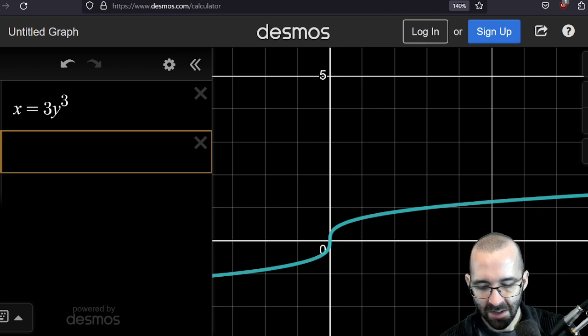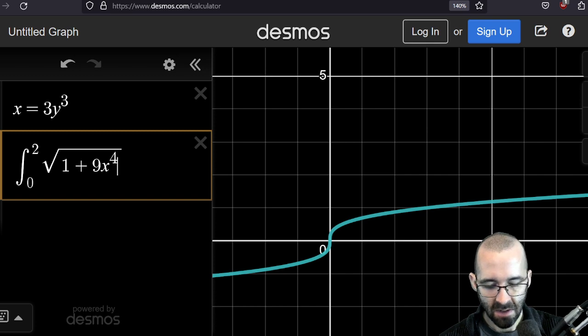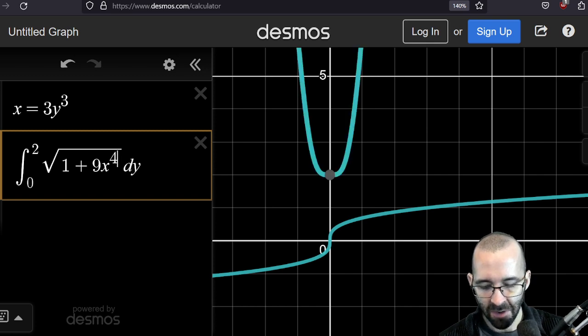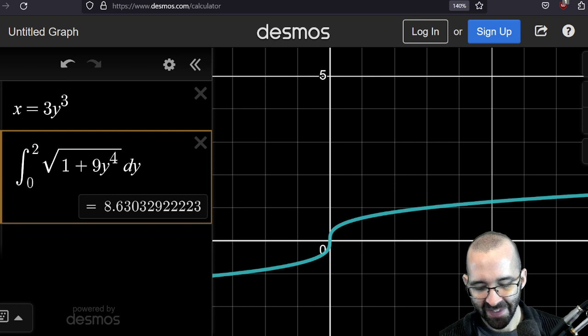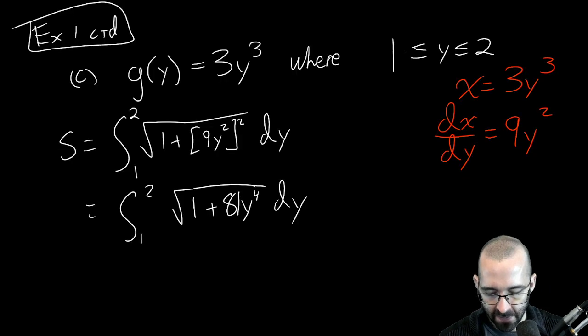All right. Fun fact, cubic function sideways is basically the same as a cubed root function. And in fact, if we did, never mind. I won't talk about inverse functions right now. But if we did the integral from 0 to 2 of the square root of 1 plus 9x to the 4th, 9y to the 4th, we'll get our answer of 8.630.